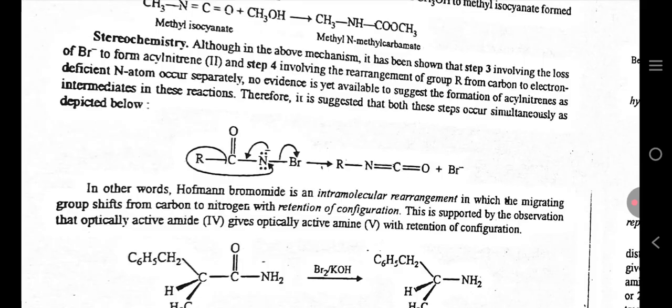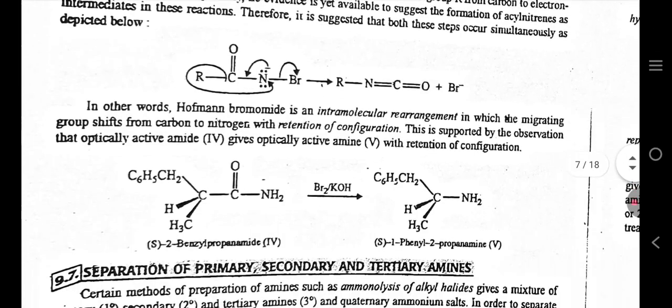Although in the above mechanism it has been shown that step 3, involving the loss of Br⁻ to form acyl nitrene, and step 4, involving the rearrangement of group R from carbon to the electron-deficient N atom, occur separately, no evidence is yet available to suggest the formation of acyl nitrenes as intermediates in these reactions. Therefore, it is suggested that both these steps occur simultaneously as depicted below.